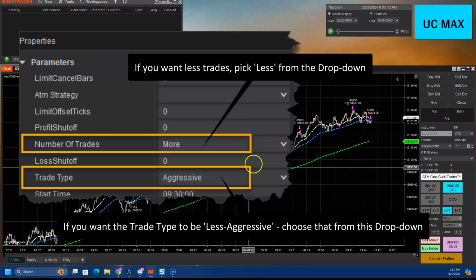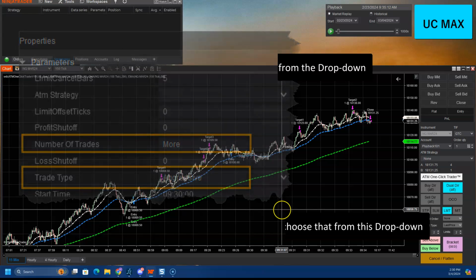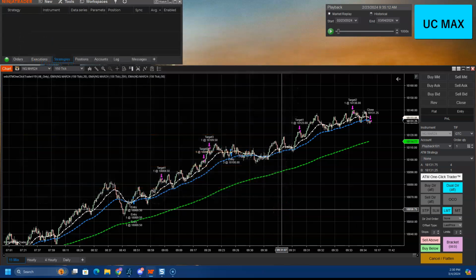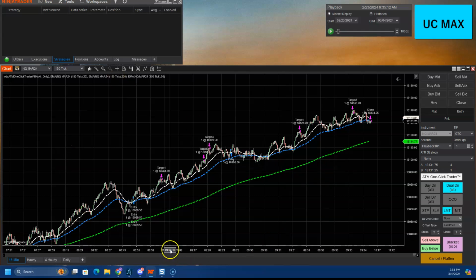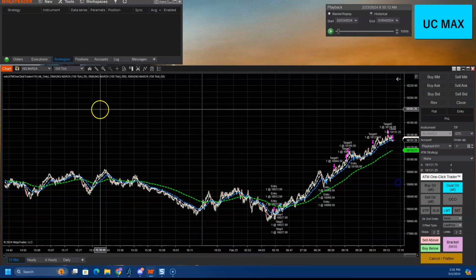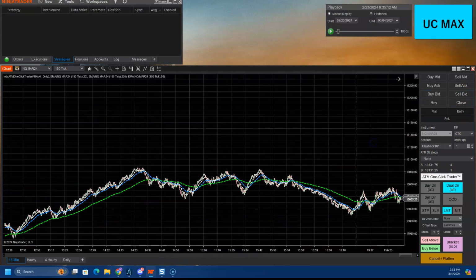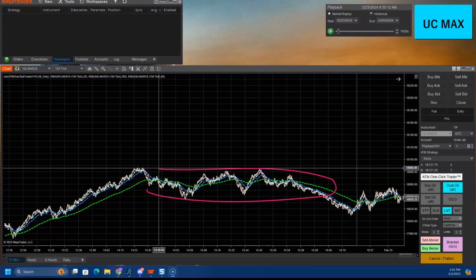So aggressive means it will take a little bit more trades based on slightly less strict criteria. And when it's less aggressive, that means the criteria for an entry is a little bit strict, and it will only trade when that strict criteria is met. But it will not let you trade in this sideways market, right? That's the biggest difference between the two, for now.